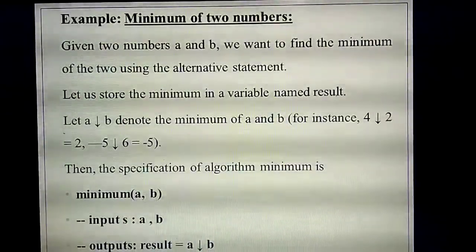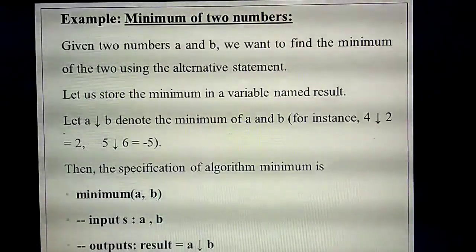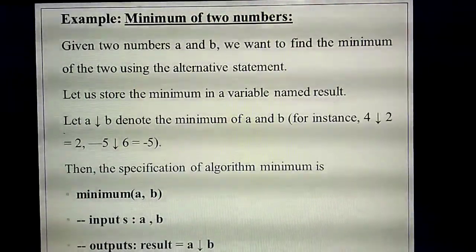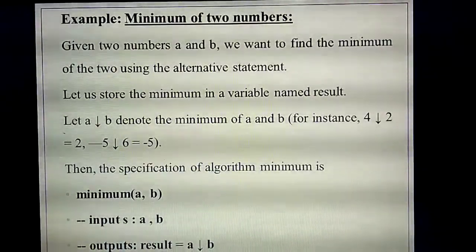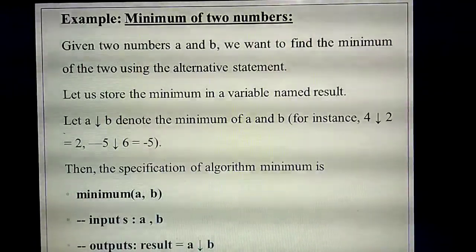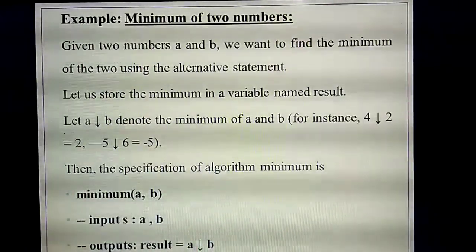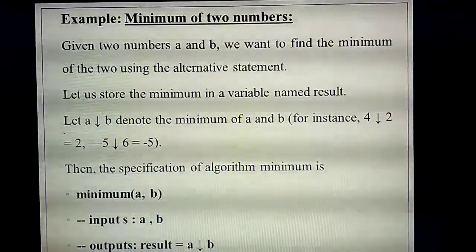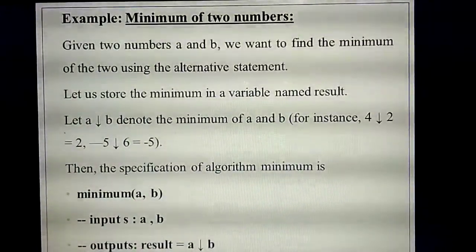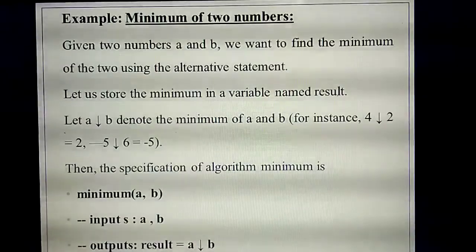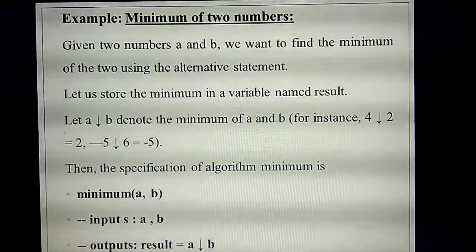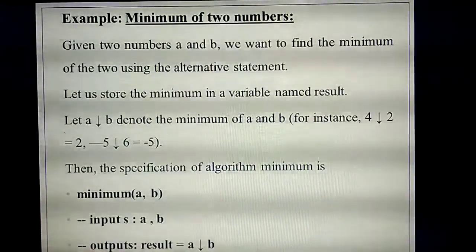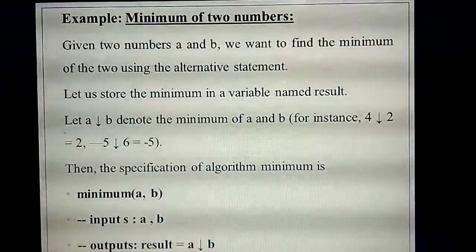Today we are going to study one problem: finding the minimum of 2 numbers. By using an algorithm, we are going to write an algorithm for finding the minimum of 2 numbers. What's the meaning of minimum? Minimum means smallest. So given 2 numbers, we need to find which is the smallest value. We are going to find the minimum of 2 numbers using an alternative statement.